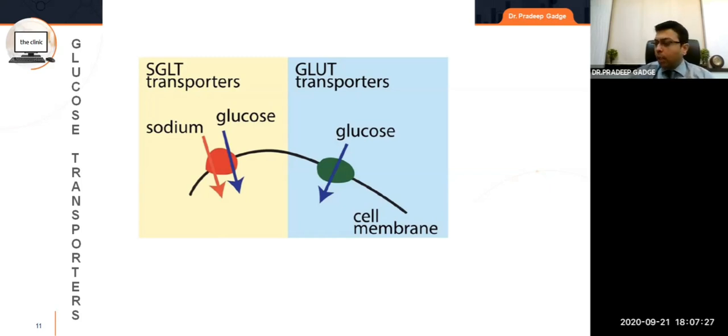One is the GLUT, that is glucose transporters, and the other is the sodium glucose transporter, which is actually called SGLT rather than sGLUT. Now understand these basics, very important. GLUT transporters transport only glucose across the membrane. It transports only one molecule. On the other hand, SGLT transports sodium as well as glucose, so it is basically a co-transporter. These basics are required as the talk goes ahead.